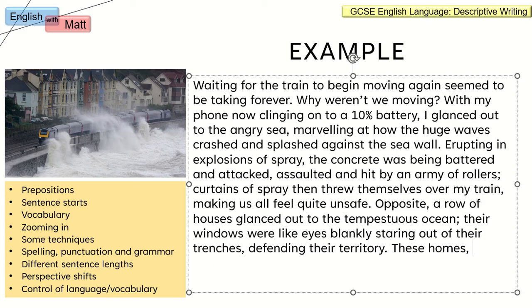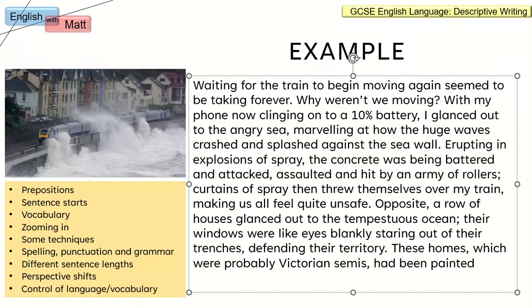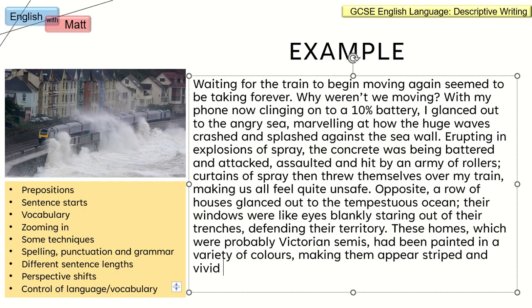These homes, which were probably, so a which sentence, you've got those commas in it, different type of sentence, a complex sentence. These homes, which were probably Victorian semis, had been painted in a variety of colours, making them appear striped and vivid to the eye.